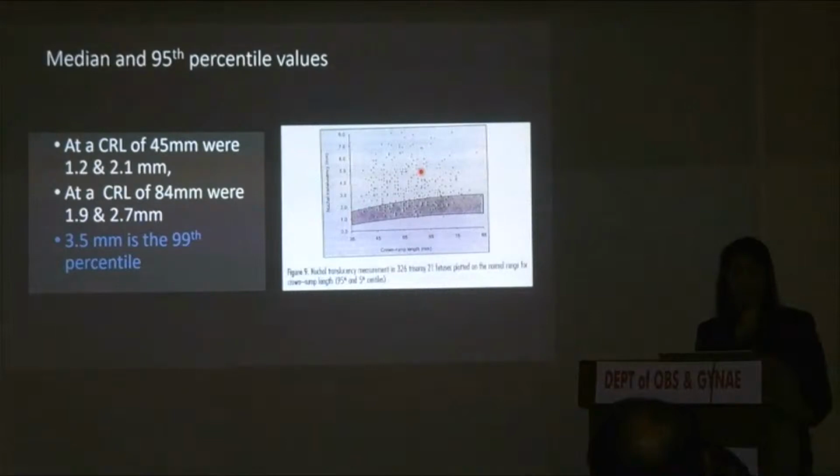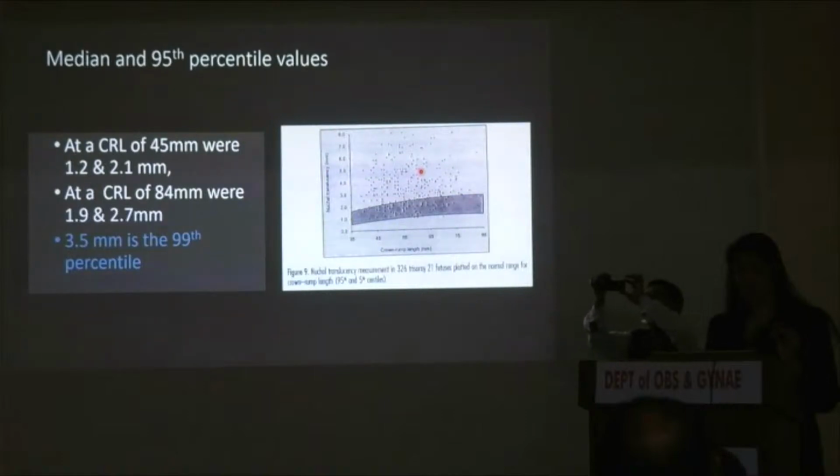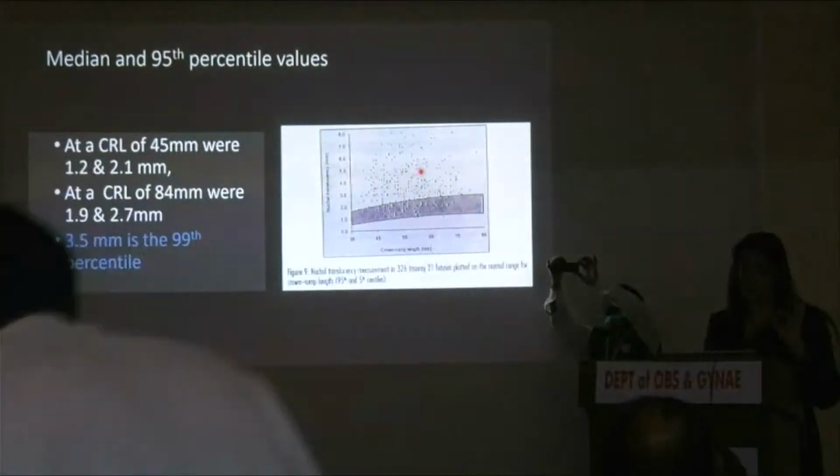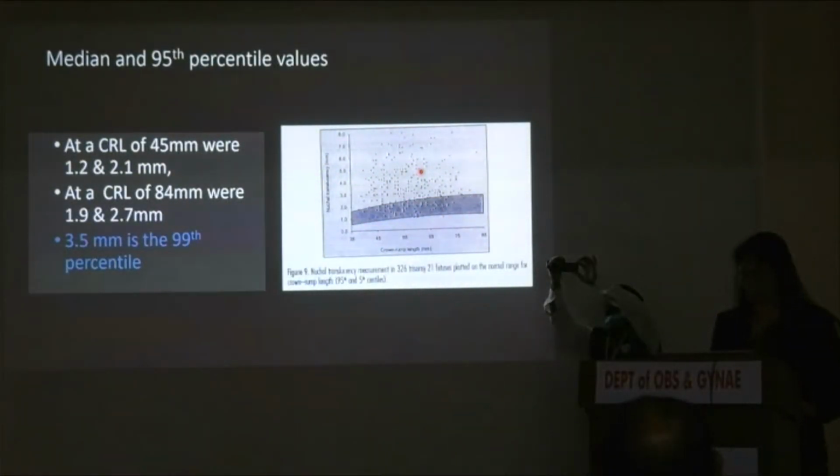So we see that at a CRL of around 45 mm, the maximum nuchal translucency is around 2.1 mm, and at a CRL of 84 mm, it is around 2.7 mm, and 3.5 mm is the 99th percentile, and we have to remember that whenever we see 3.5 mm as nuchal translucency, we should always advise an invasive test.